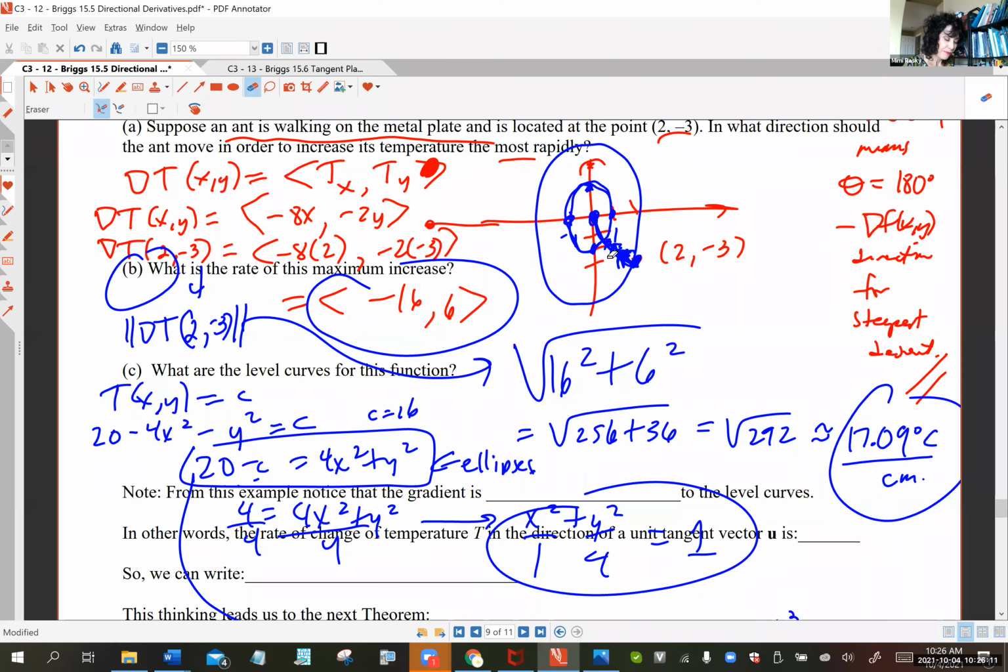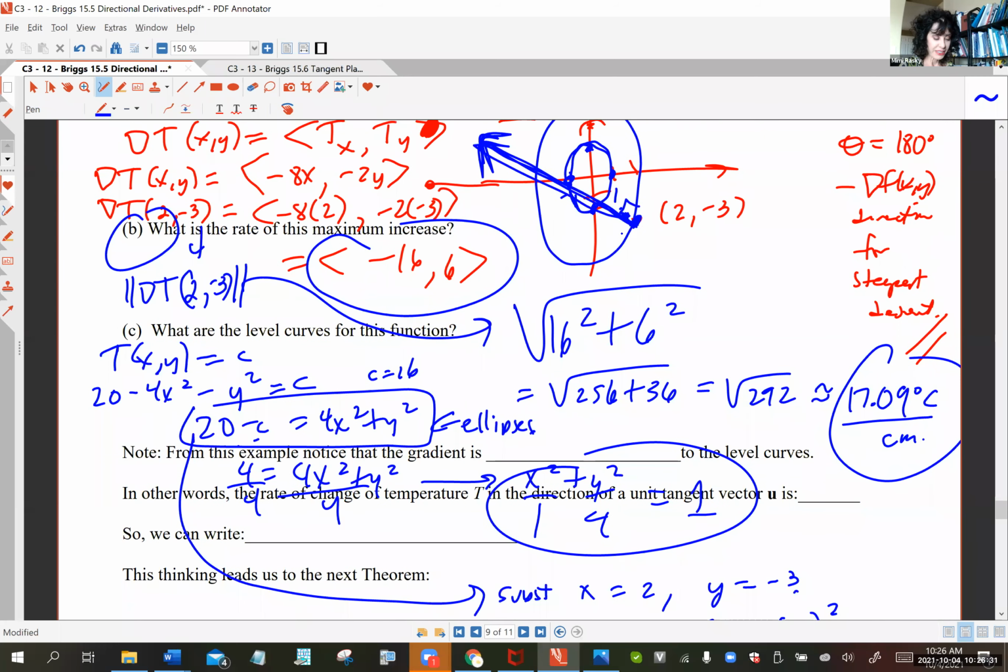Why am I going through all this trouble? I'm going somewhere, trust me. What I want you to notice is that vector that we first did, the negative 16, 6, I'll just redraw it here like that. I hope you can see that it's orthogonal to the level curve that the ant is on.